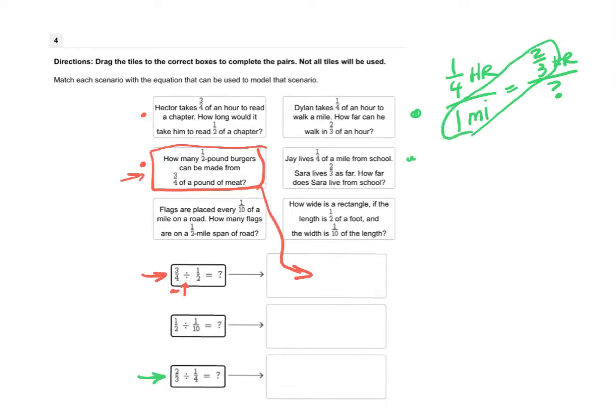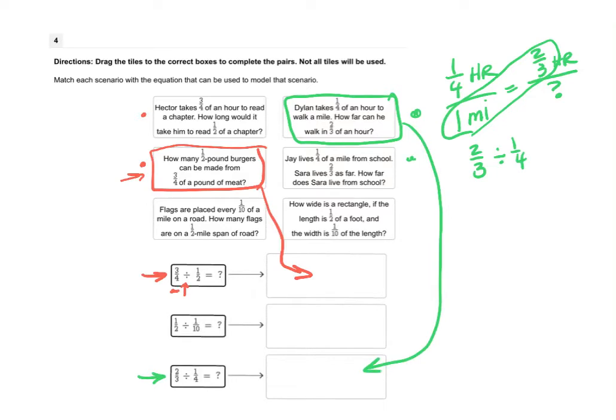2/3 times 1, which is 2/3, divided by the 1/4. That's my winner. So that one is actually going to go down here. My final two have to do with the flags placed and the width of a rectangle. Let's start with the flags are placed every 1/10 of a mile on a road. How many flags are in a 1/2 mile span?